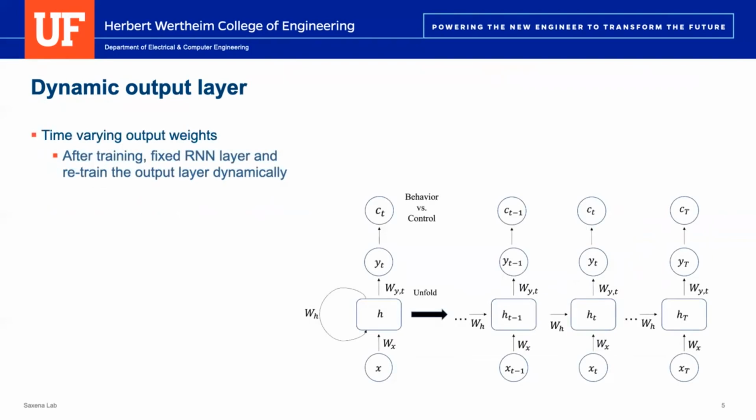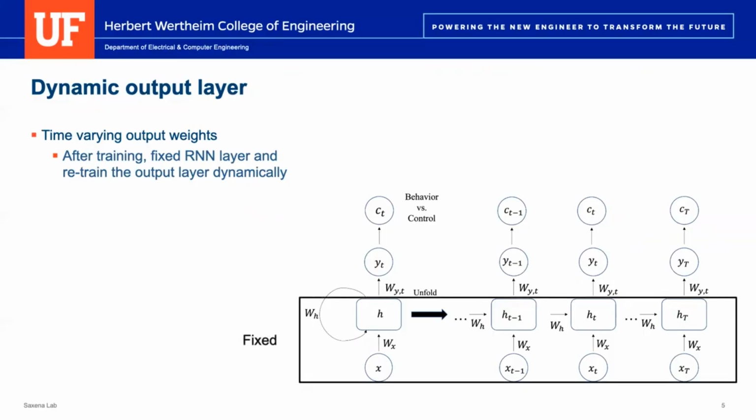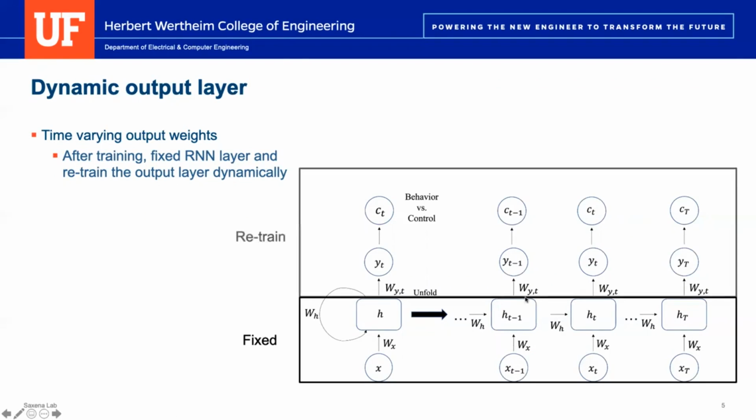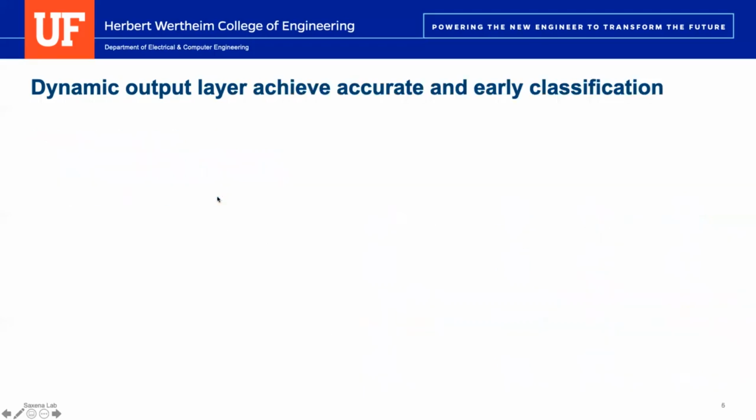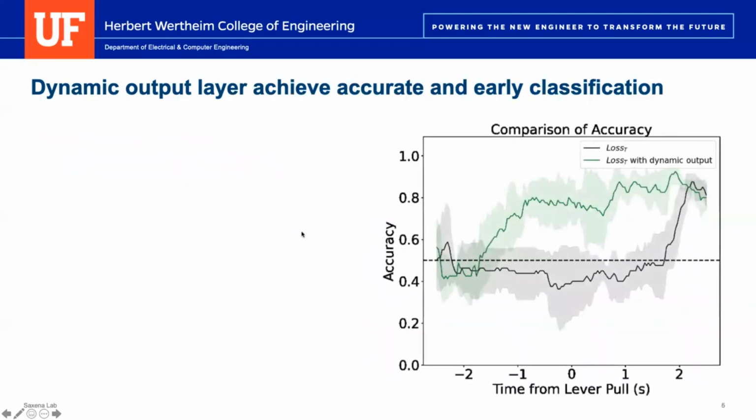Thus we consider modifying our network to include a dynamic output layer with time-varying output weights. And we use a two-step training method. We first train the network as described previously, and then we fix the RNN layer and retrain the output layer dynamically. In this way, we can get specific output weights for each time step, W_t. And here, this figure shows the comparison of different strategies.